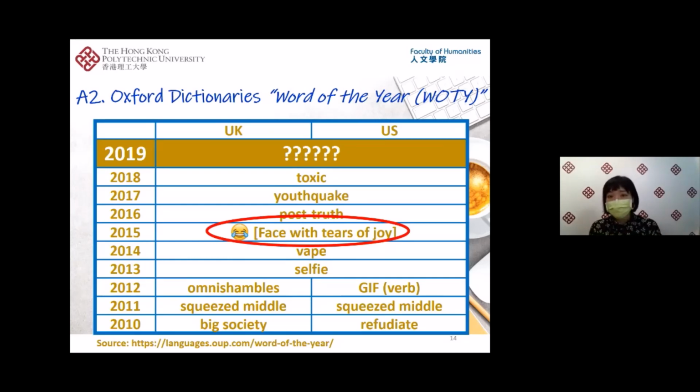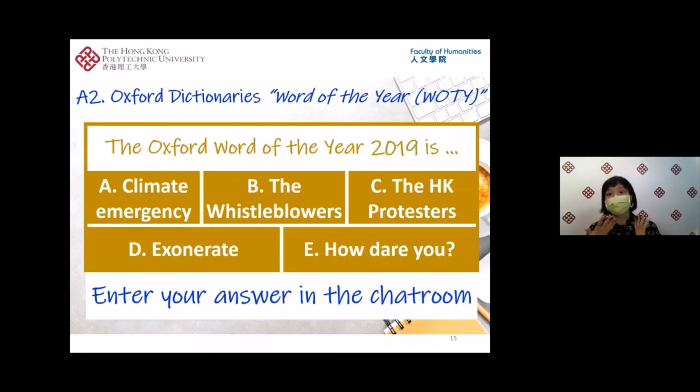Now, after looking at the four features based on the Oxford Word of the Year in the past nine to ten years, let's look at the Oxford Word of the Year 2019, which is hidden now. Don't Google it. Put down your phones. And then it is a question, my second activity. Now, I have the answer, of course. That's why I'm asking you not to Google it. There are five choices for you. And actually, these five choices are to confuse you, basically.